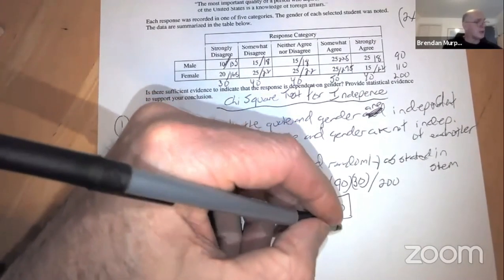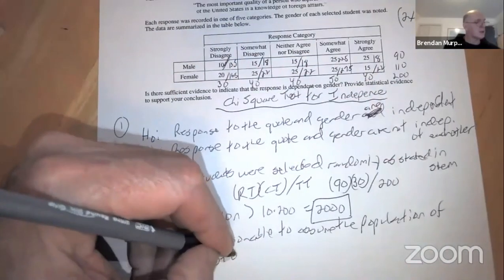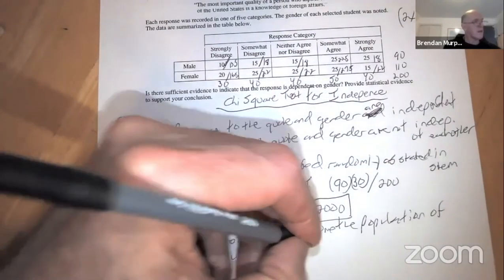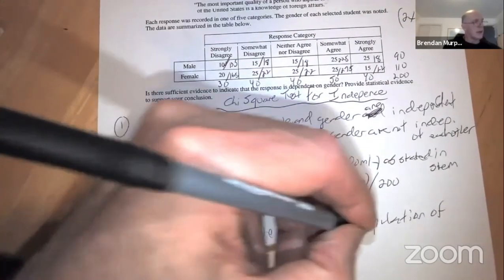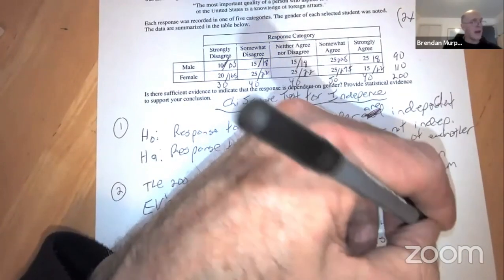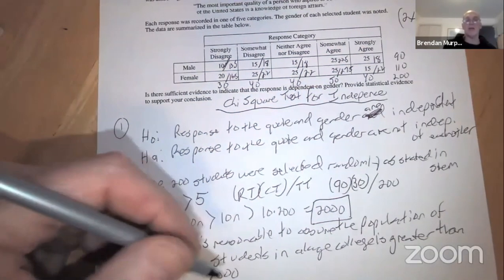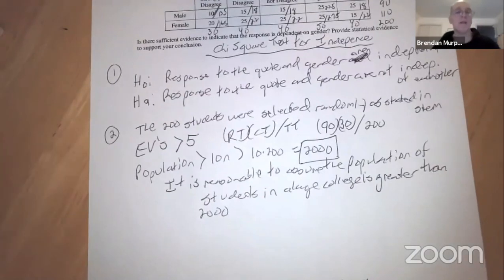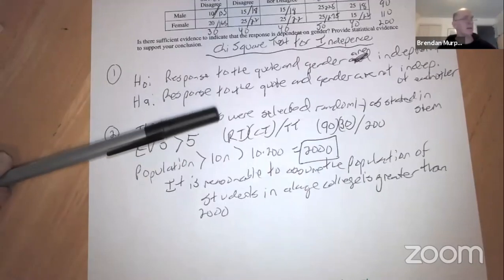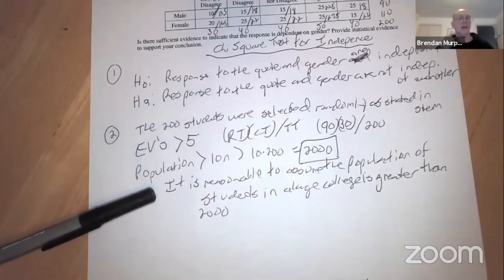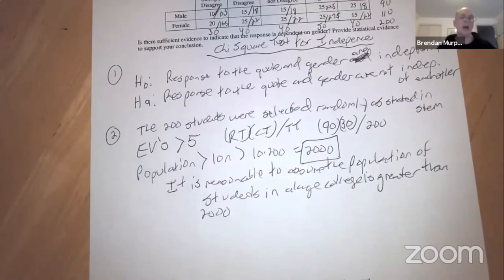the population of students in a large college is greater than 2,000. I don't know that for a fact. There's no way we expect you to know that for a fact, but that's a reasonable assumption, right? So I have my 3 conditions, my randomness, my expected values, and my population, what we call the 10% check.